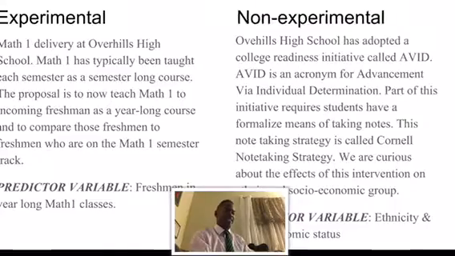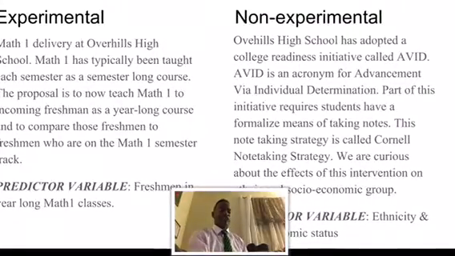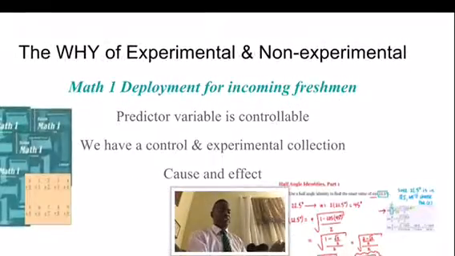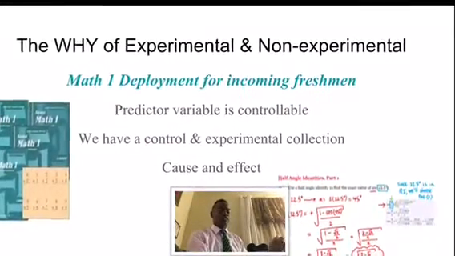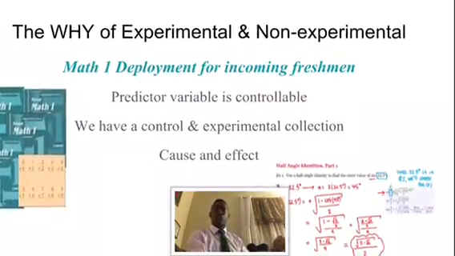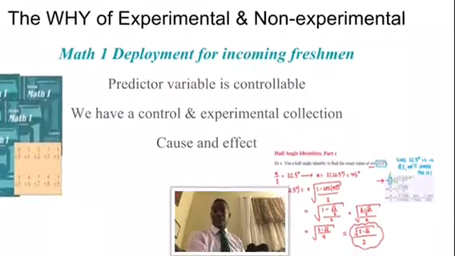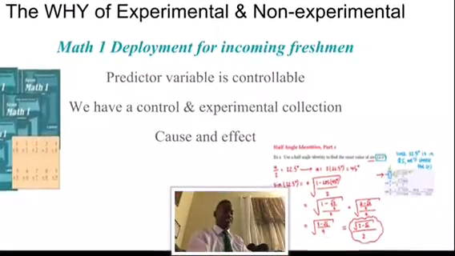Now, why is my experimental study Math 1? Well, for one reason, it has predictor variables that are controllable. It has a control and experimental element, and it has a cause and effect type of relationship between those things.